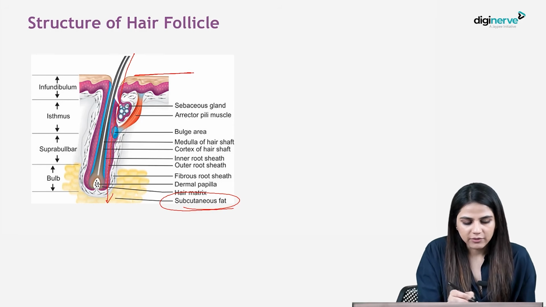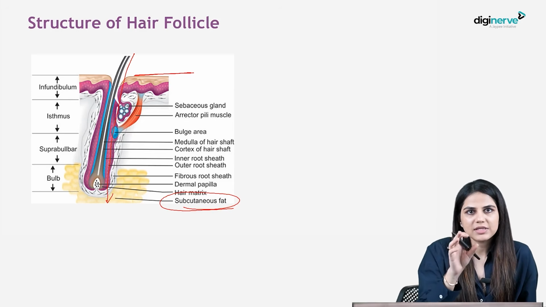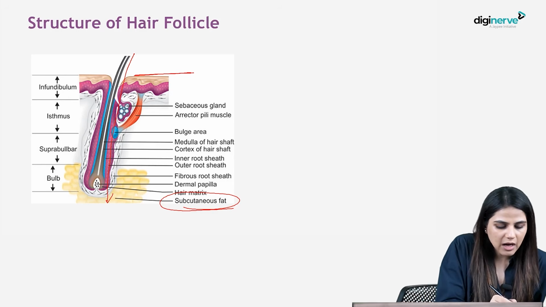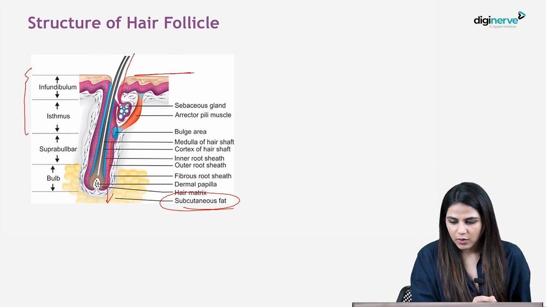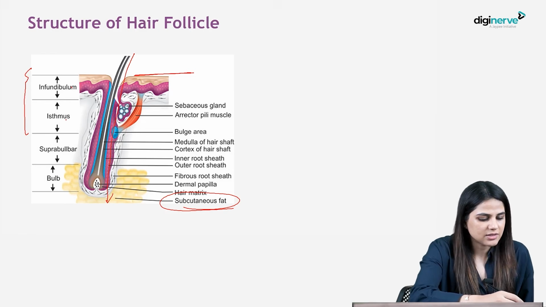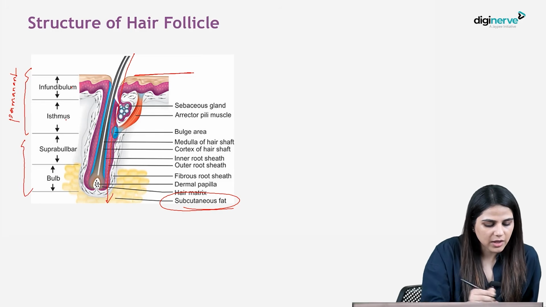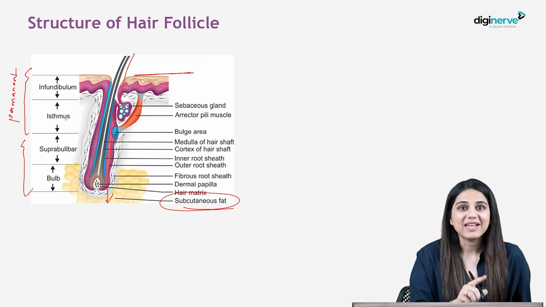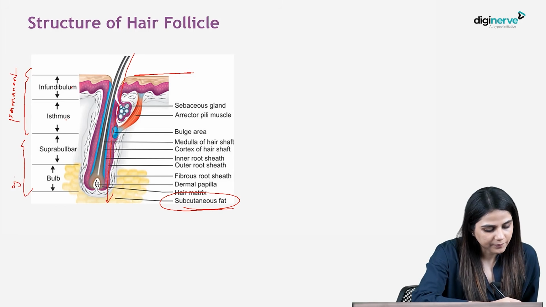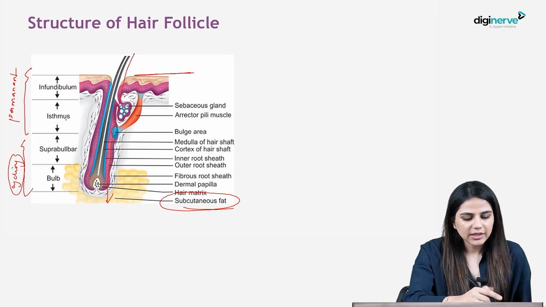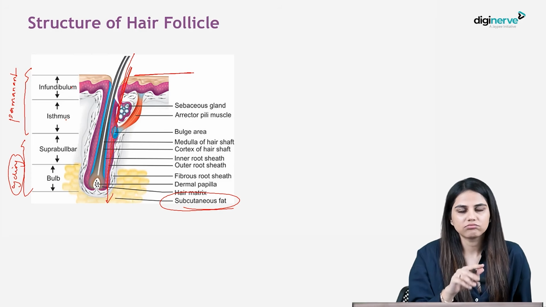So anatomy, why is it important to know? Because the entire hair follicle that we see here is not permanent. The upper part of the hair follicle, which is the infundibulum and the isthmus, is permanent. And the lower part, which is the suprabulbar and the bulb, are cycling. So during every hair cycle, the upper part here remains constant, the lower part here remains cycling.